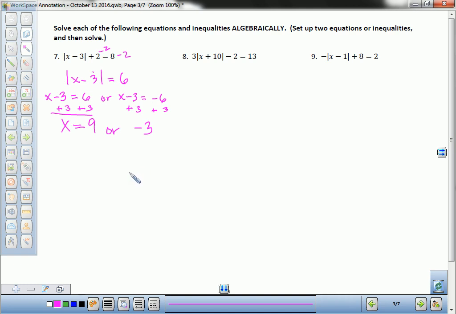And that's it. So for absolute value equations, we get 2 answers most of the time. Here's one situation where we get 1 answer, and I have it here on the board. It's where we have an absolute value, and when we isolate the absolute value, if it equals 0, then there's only one solution.